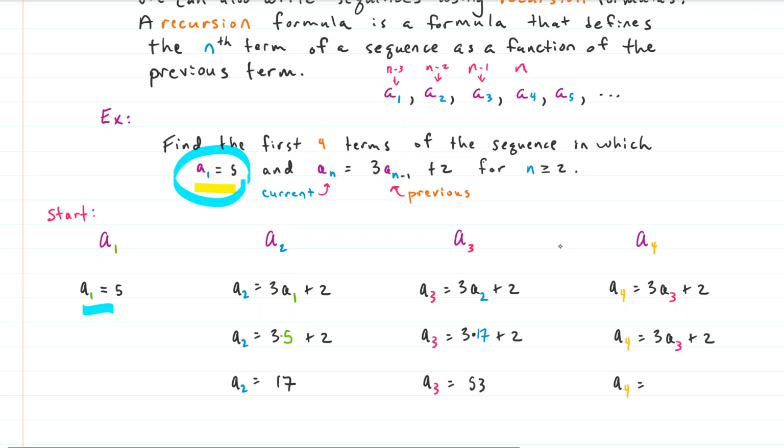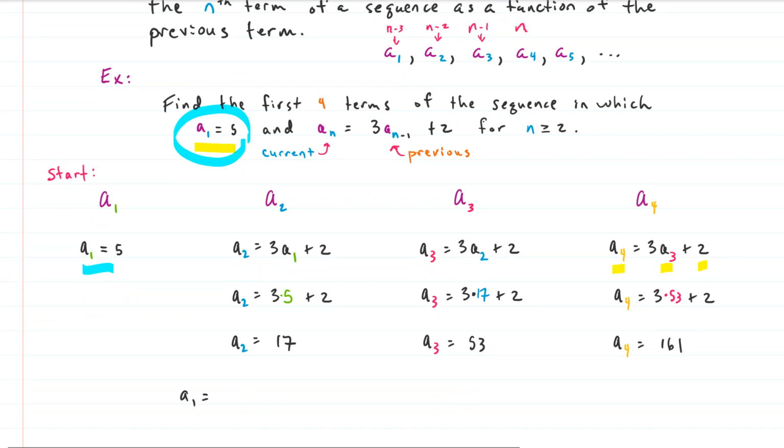A sub 4. A sub 4 uses a sub 3, the one previous. So a sub 4 is defined as 3 times a sub 3, or the one previous, plus 2. A sub 3 we decided was 53, and 53 times 3 is 159. 159 plus 2 is 161. I better change that to black. There we have our terms.